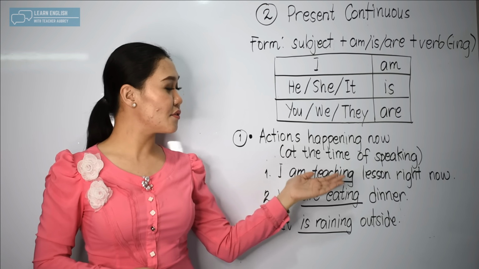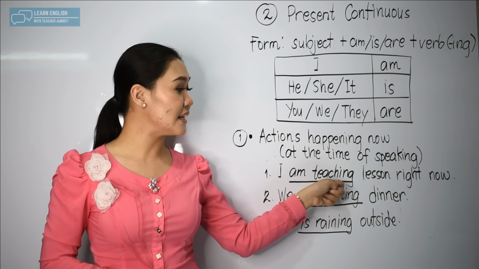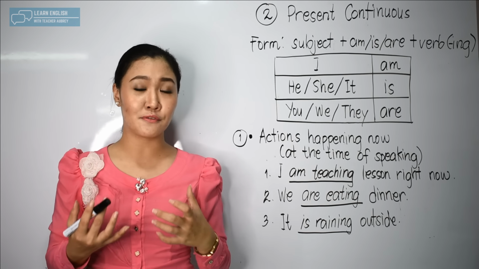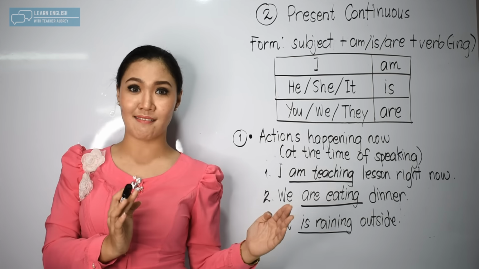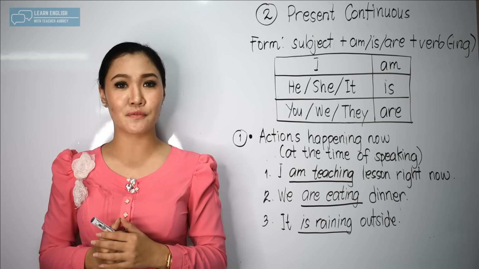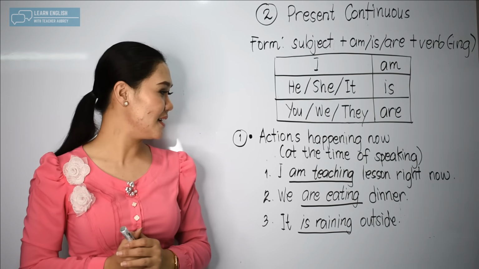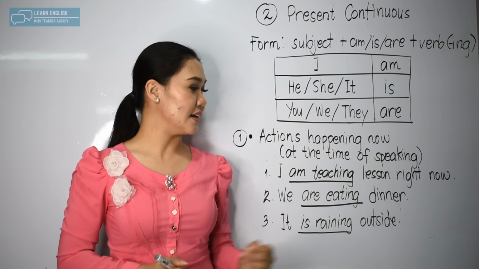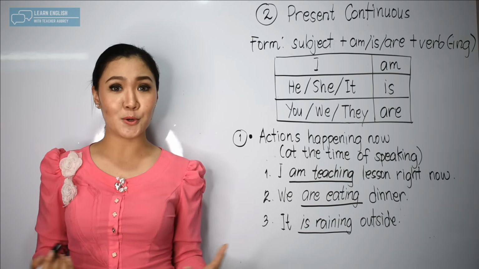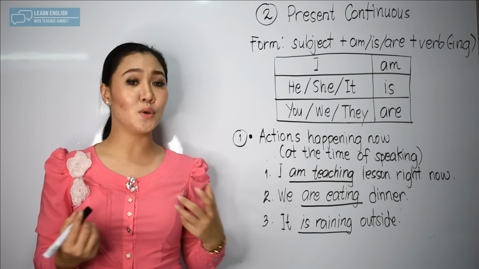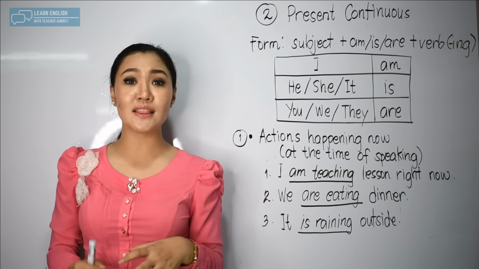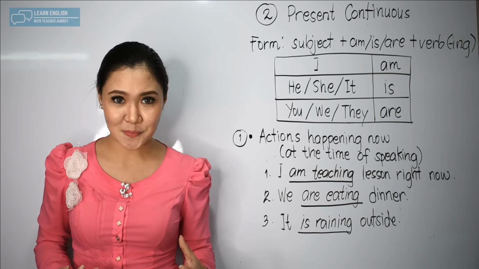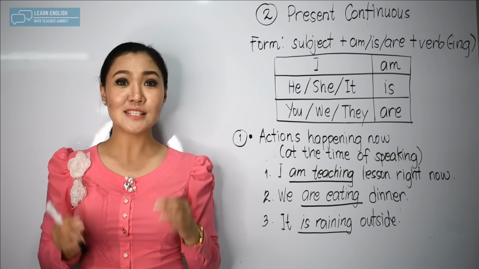Ang root word natin sa verb na teaching ay teach at dinagdagan natin ng ing. Kaya siya naging ing form of the verb or yung tinatawag nating verb plus ing. Teaching. Ginagamit yung ing form of the verb lagi for the continuous. Okay? Another example we have is we are eating dinner. Ibig sabihin, tayo, habang kasalukuyang sinasabi itong we are eating dinner, ay kasalukuyan din ngayon kumakain tayo ng hapunan or ng dinner. Okay? Kilos na nangyayari ngayon.